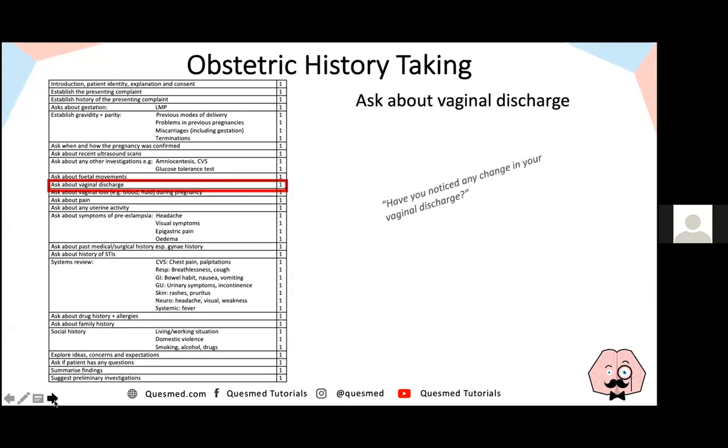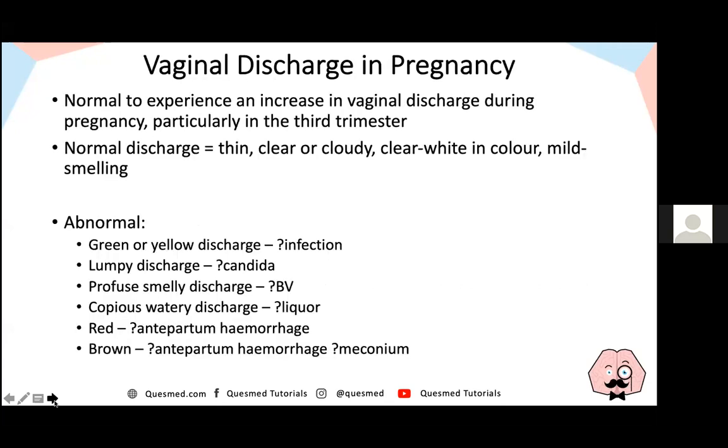We also ask about vaginal discharge. And again, it is normal to have a vaginal discharge. It is normal to have more of a vaginal discharge in pregnancy, particularly as we're getting into the third trimester. And remember, a normal discharge is thin, clear, cloudy, whitish, not a particularly strong smell. Anything abnormal would be green, yellow, lumpy, smelly. Or if there was lots of water, is that their water breaking? If it's red, is that blood? If there's brown, is that blood or is that meconium from the fetus?